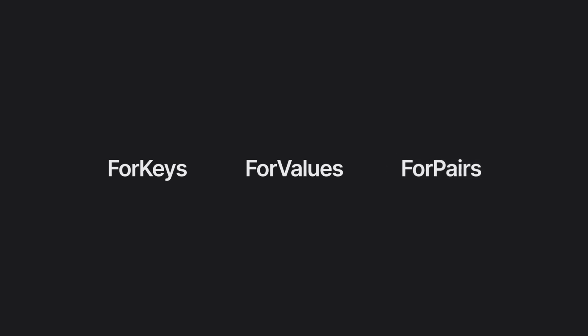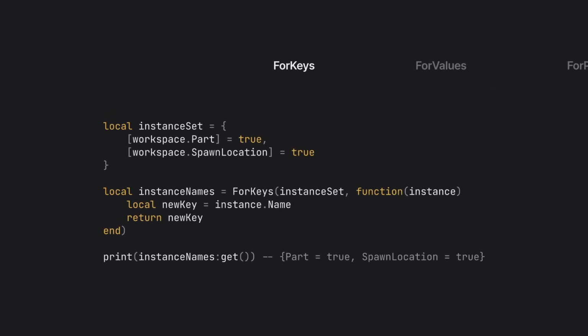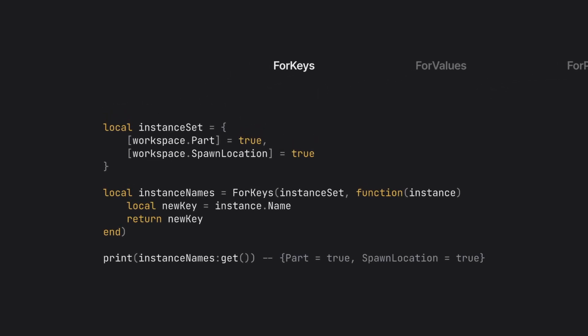In this update, we've removed the computed pairs state object and have replaced it with a collection of more specific objects which should allow you to write more expressive code. They're called ForKeys, ForValues, and ForPairs. The first object allows you to read and modify the keys of a table while ignoring the values. This can be useful when working with sets of objects or when renaming items stored in a table.